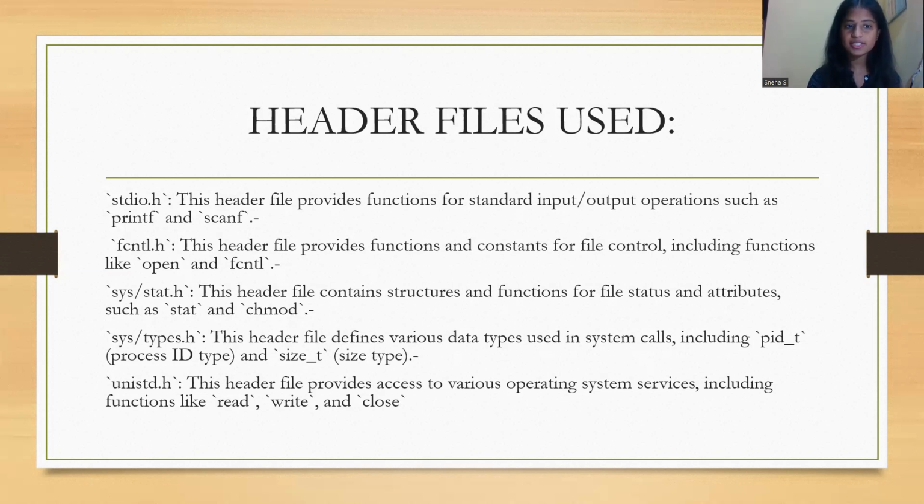Next, sys/stat.h. It contains structures and functions for file status and attributes, such as stat and chmod. Sys/types.h. This header file defines the various data types used in system calls. pid_t, which is process ID type, and the second one is size_t, which is size type. And unistd.h is the most important one because it provides access to various operating system services, including read, write, and close.